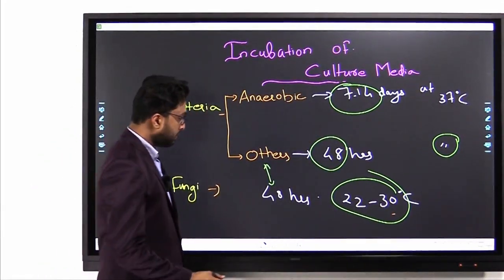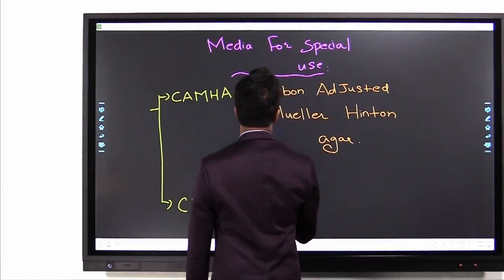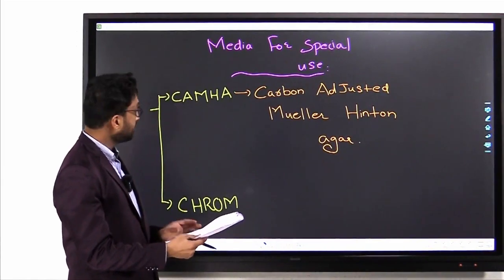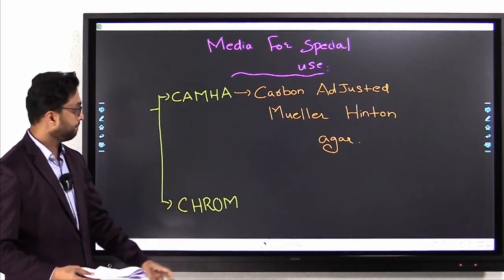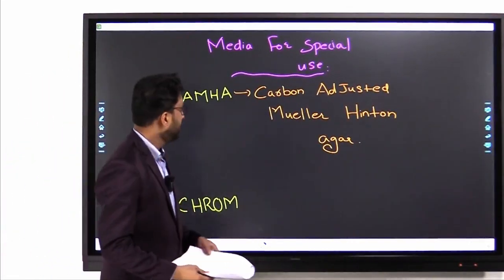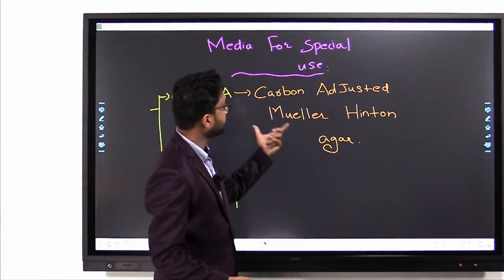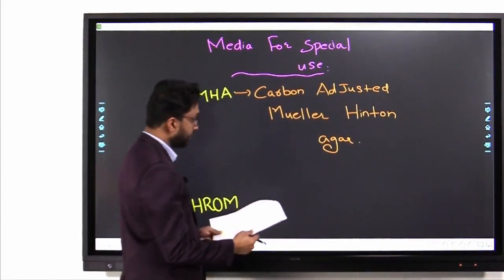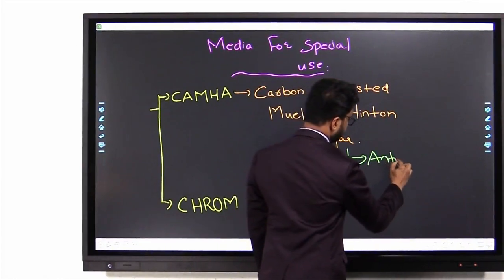Fine. So now next, just a finishing touch, media for special use. So this is something known as CAMHA and CHROM. Just to finish it, there's no question yet seen here. Just write the name and learn it by heart. Carbon adjusted Muller-Hinton Agar, which your textbook mentions, and it's used for checking the antibiotic sensitivity.